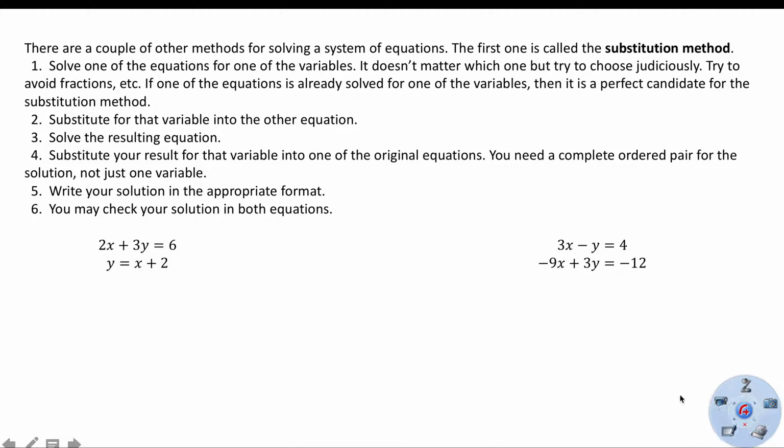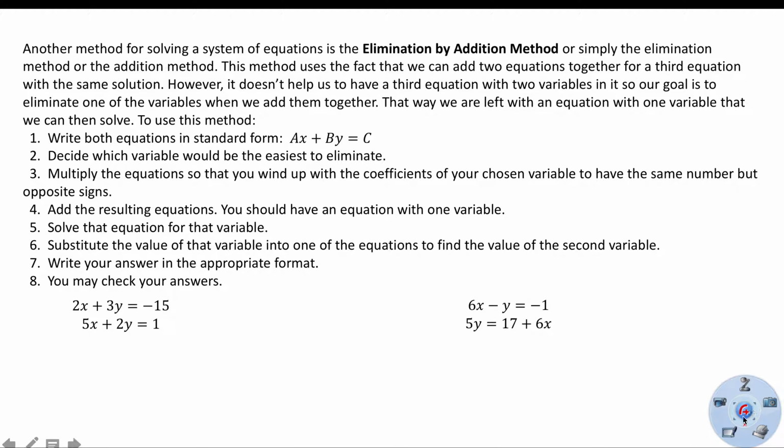Okay. We have another method called elimination by addition, or simply the elimination method, or simply the addition method. But technically, it's elimination by addition. It's based on the fact that we can add two equations together and get a third equation.